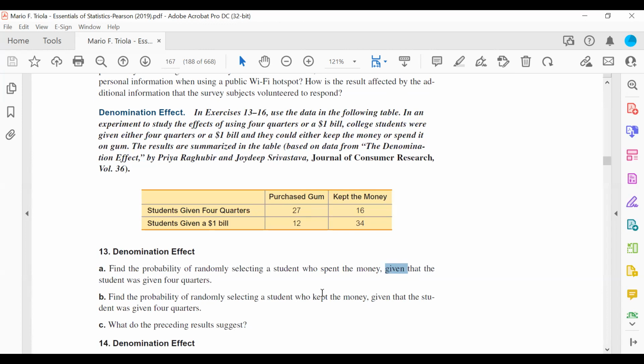So I'm going to write, on the left of given, spent money. Spent money, and then given means a slash. There's a slash for given. And then after the word given, I'm going to write student was given 4 quarters. Given 4 quarters.